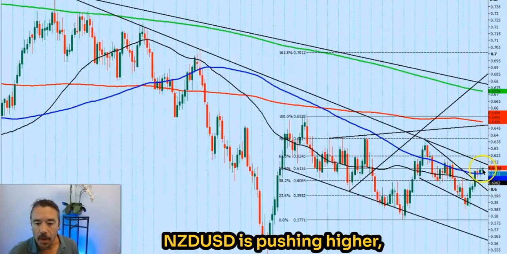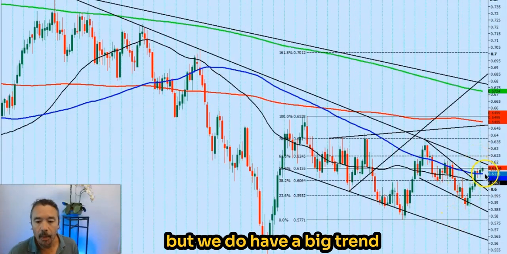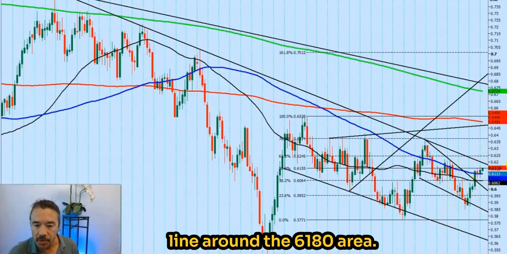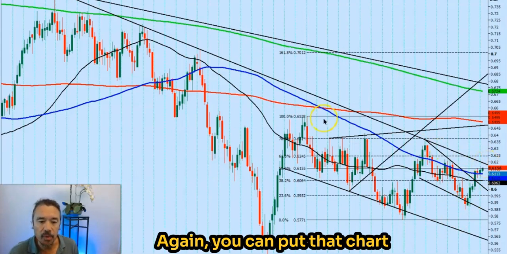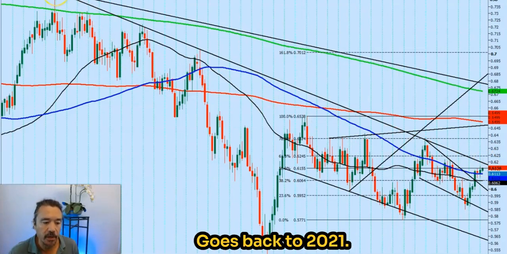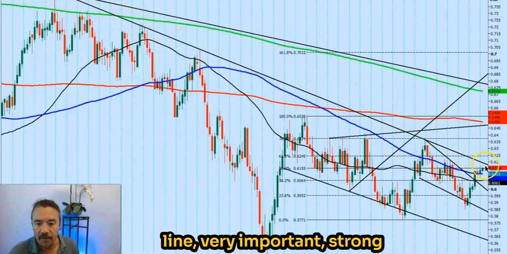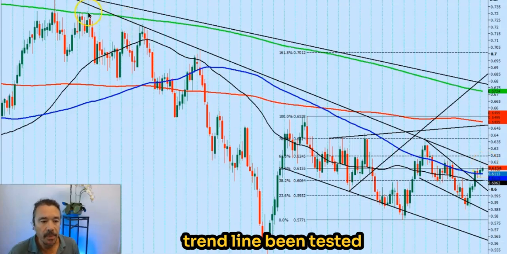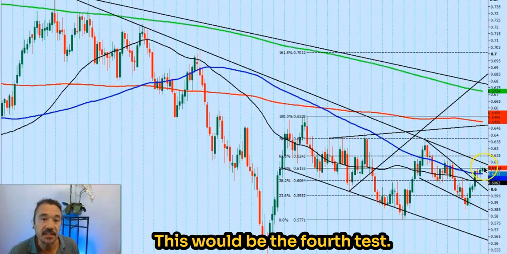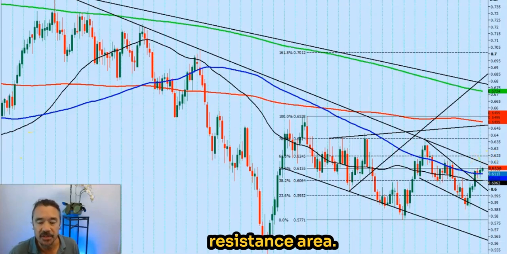New Zealand versus the US is pushing higher, but we do have a big trend line around the 6180 area. Again, this trend line on your chart goes back to 2021, so it's a 3-year-old trend line. Very important, strong trend line. Been tested 1, 2, 3 times. So this will be the 4th test. So it is a significant resistance area.